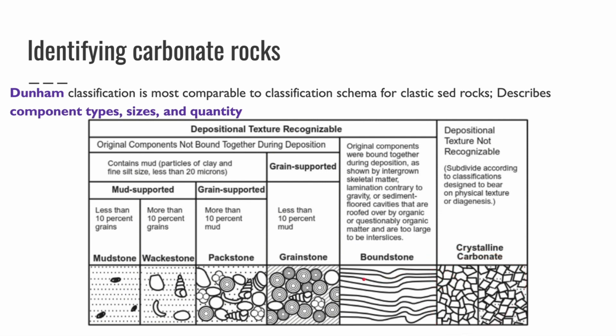If the components are bound together during deposition, it's typically microbial or organic. It's going to be called a boundstone. Everything else has sort of a more clastic scheme. So if all of the grains or allochems that make up the rock are touching, so it's grain supported, there's less than 10% mud, and it's called a grainstone. If the grains are mostly touching, but there's more than 10% mud, it's called a packstone. If it's more than 10% grains, but it's matrix supported, so you can see none of the grains are touching, it's a wackestone. And then if it's less than 10% grains, it's a mudstone.